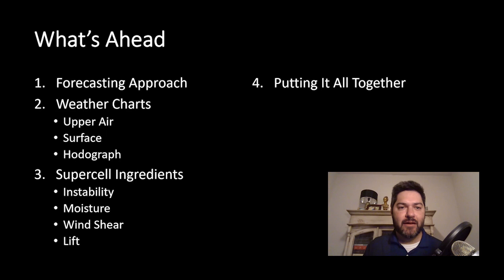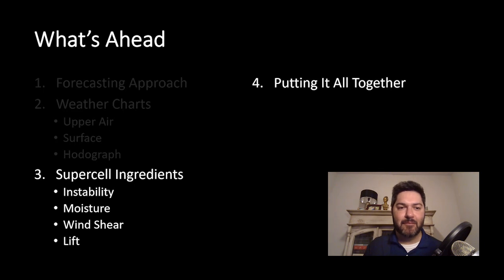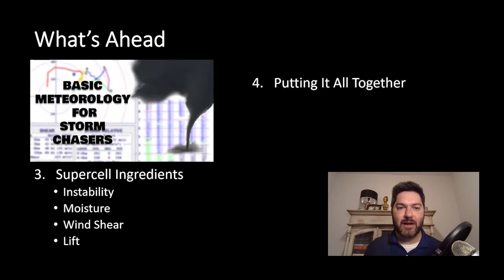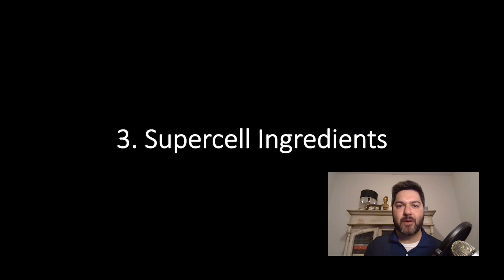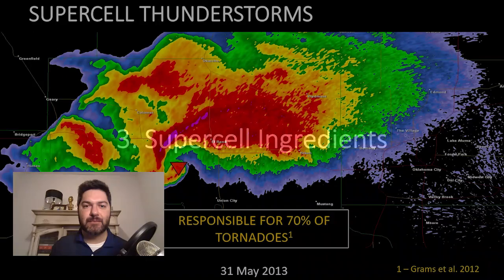So, what's ahead? Last time we talked about the forecasting approach and weather charts, including upper air, surface, and photograph. That's in the basic meteorology presentation that you can find on YouTube. Please give it a watch. And next, we'll be covering supercell ingredients, including instability, moisture, wind shear, and lift. And then we'll put it all together and how it all forms a supercell. Now, to start right off with supercell ingredients.